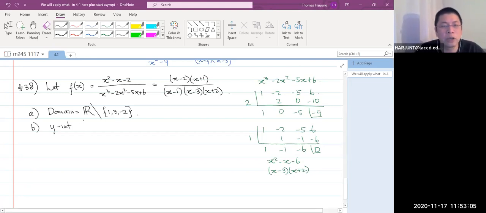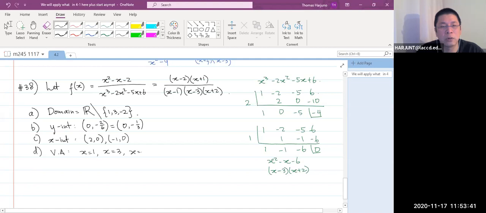When x equals 0, y is negative 2 over 6, simplified to negative 1/3. How about the x-intercepts? 2, 0 and negative 1, 0. Vertical asymptotes: wow, we have a lot of asymptotes here. x equals 1, x equals 3, x equals negative 2.